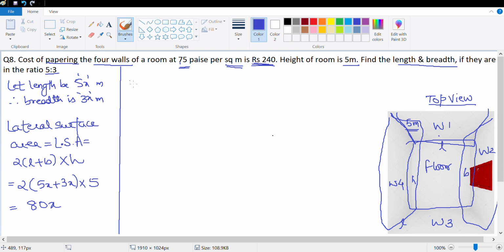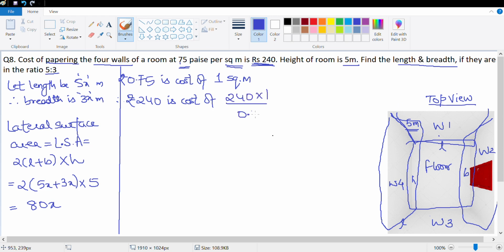Again, unitary method. So 0.75 is cost of 1 square meter. Therefore, rupees 240 is cost of how many square meter? That'll give me the area of this papering, area on which the papering is being done. So it will be 240 into 1 upon 0.75.